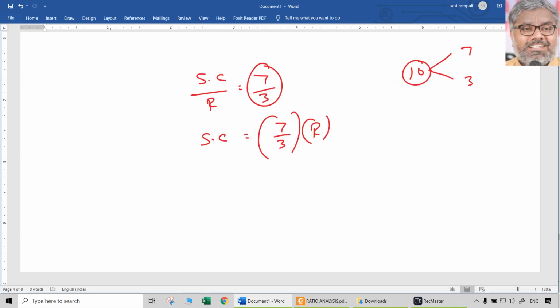Or alternatively, you can just substitute all these things. So share capital plus reserves and surplus is 15 lakhs. So 7 by 3 R plus R is equal to 15 lakhs. How much will be R? So 1 plus 7 by 3 R is equal to 15 lakhs. So how much will be R? 15 lakhs divided by 15 lakhs.